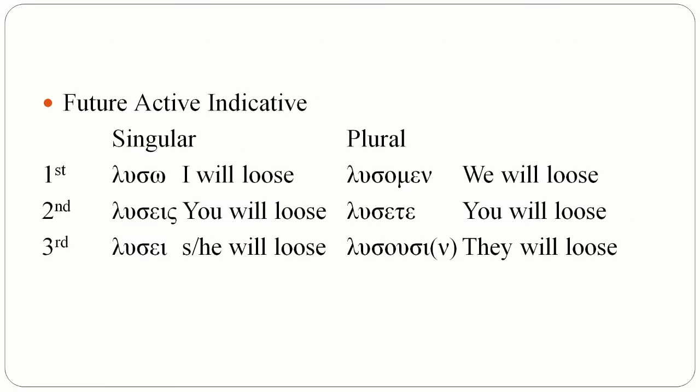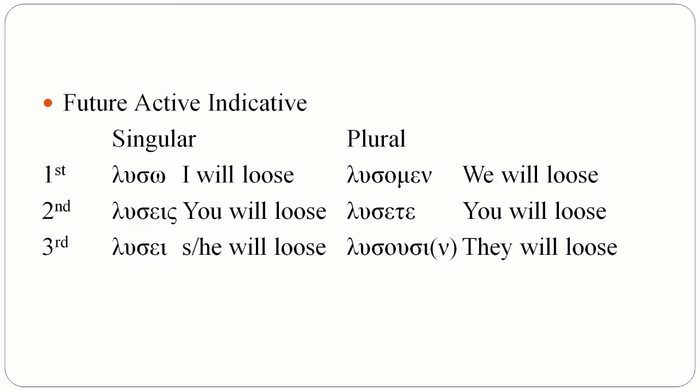All right, future active indicative, of course, you're going to put a sigma after the end of the stem and then use the same endings that you did for the present. So the only variation is that there's a sigma now. Luso, luseis, lusei, lusomen, luseté, lusousin.